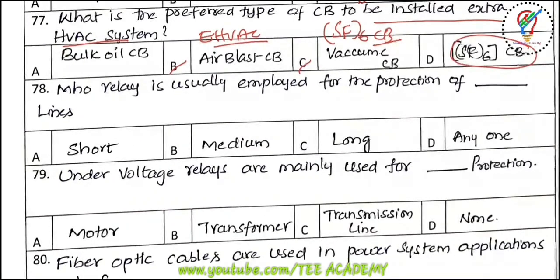Right. Next one. The mho relay is usually employed for the protection of dash lines. The options are short, medium, long, any one. The option is mho relay. It is used for the protection of long transmission lines. So A and B are the wrong options.